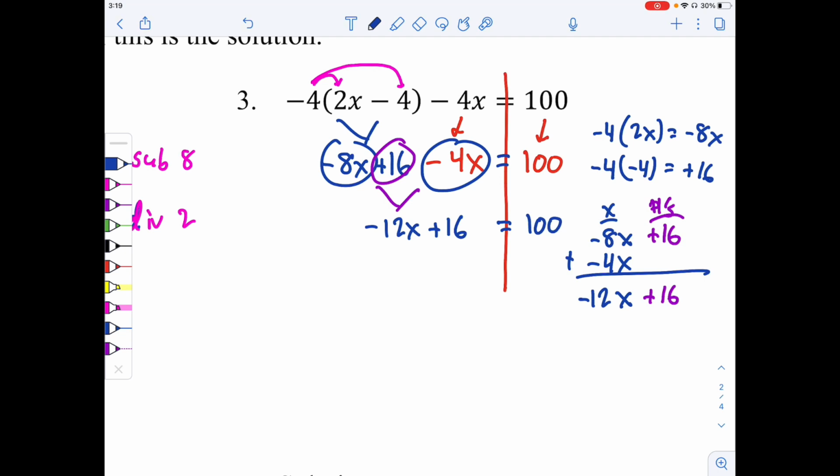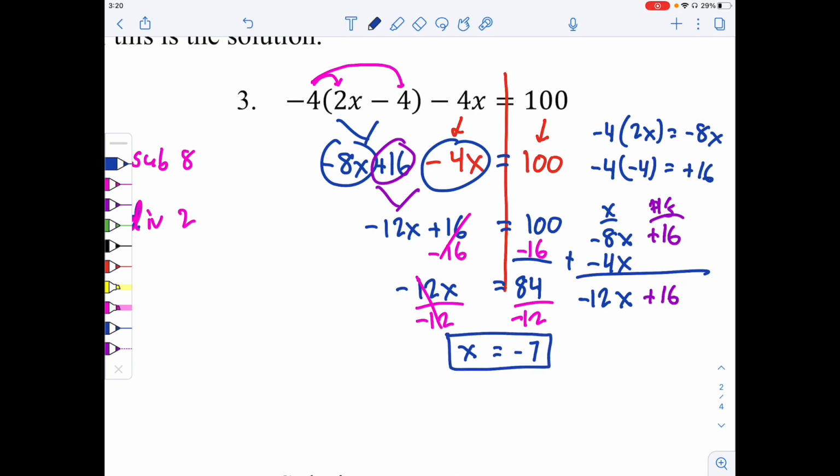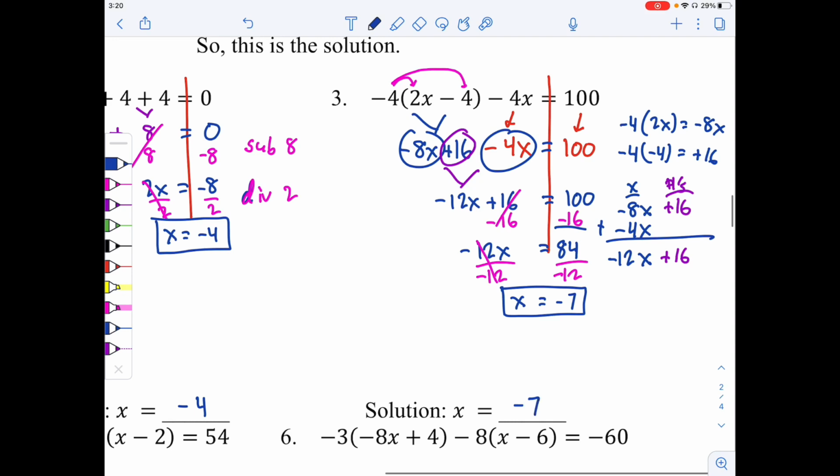And now we can solve, right? We have our two-step equation that we're going to solve. We subtract 16, both sides. So we have -12x equals 100 minus 16, 84. And then we detach that -12 by dividing it, right? So divide by -12. We get x is equal to, so 84 divided by -12. Negative 7. So x equals negative 7.